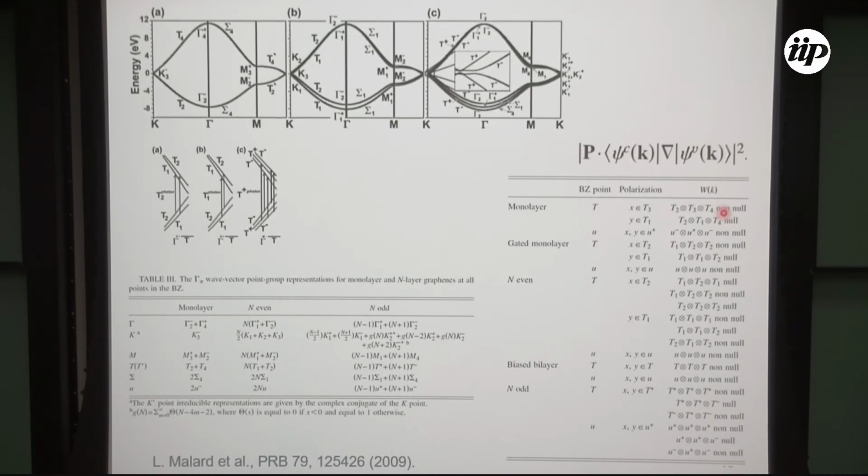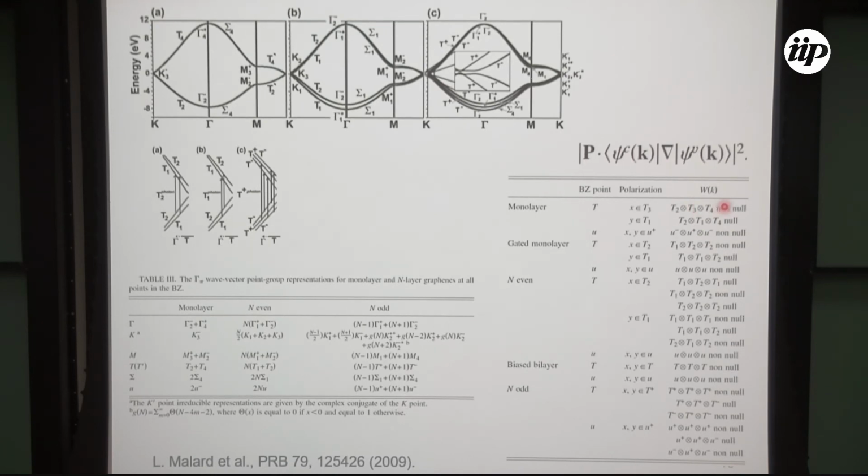Okay, so this is a possible transition. What I just say here is, I can go from this point here, one electron here can be excited to the conduction band here if I apply light polarized along the x direction. I just do the direct product between the representations, and I see that the result is not zero.